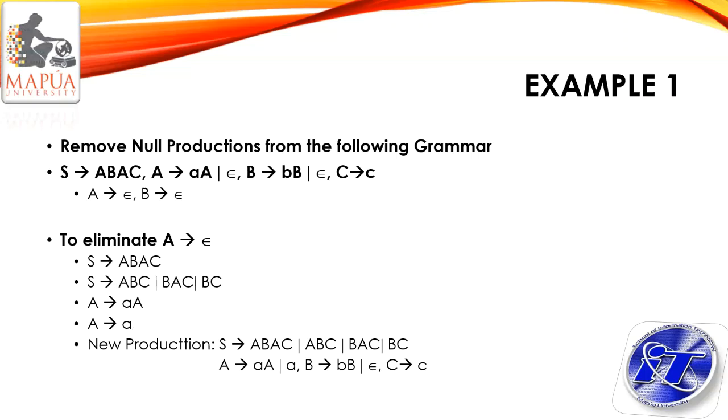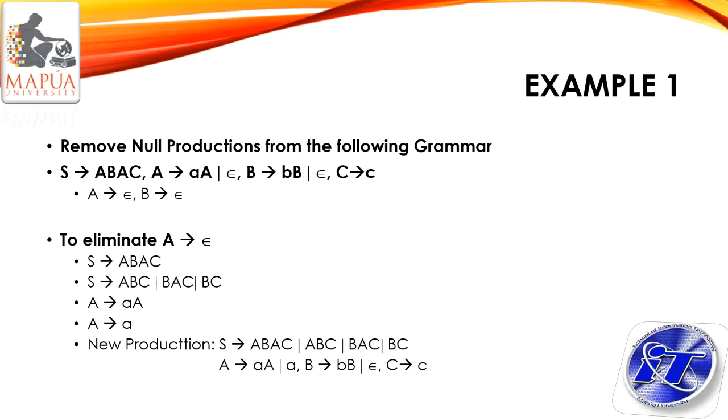Terminal a, non-terminal A, or just terminal a. Just copy the other rules since we haven't analyzed them yet. So now this will be the new production rule.